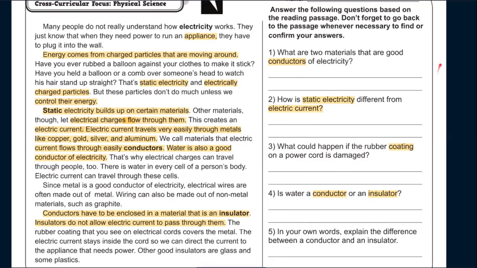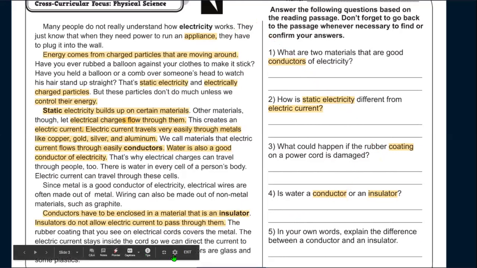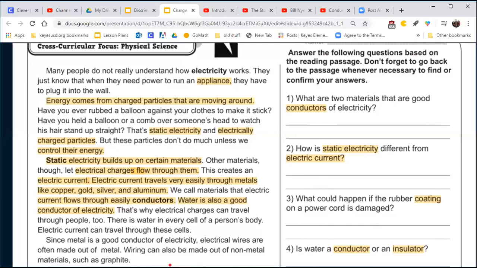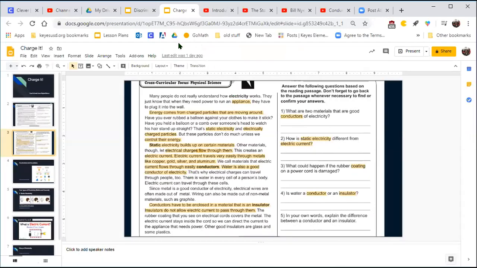So let's go now to the social studies. Discrimination against Gold Rush immigrants. Now I know that 4th grade talked about immigrants and the gold rush and things like that in our social studies.